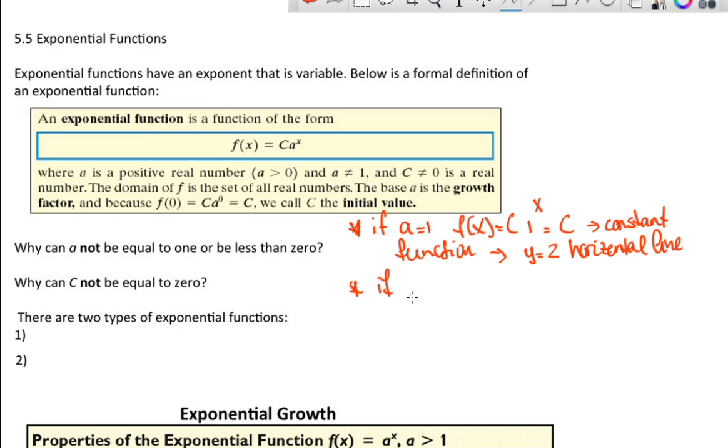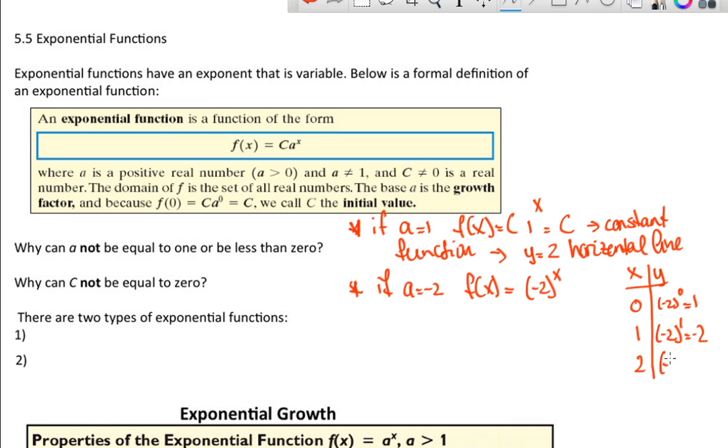So let's see what happens if a is negative 2. Then we would get this function, f of x is, now let's just assume that c is 1, so you would get negative 2 to the power of x. If you make a table for that, at 0 it works great: negative 2 to the power of 0, anything to the power of 0 is 1. At 1 you'd get negative 2 to the first, which is just negative 2. Then at 2 you would get negative 2 squared, and the negatives cancel each other, so that is 4. And then at 3 you would get negative 2 cubed, and the negatives don't cancel each other. Two of them do, but then the last one makes a negative again.